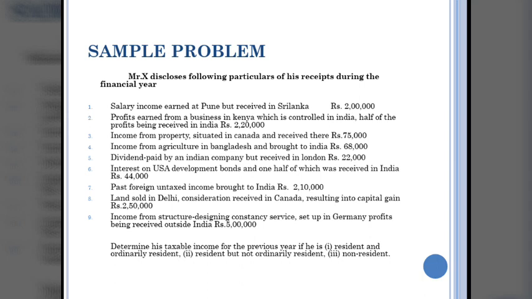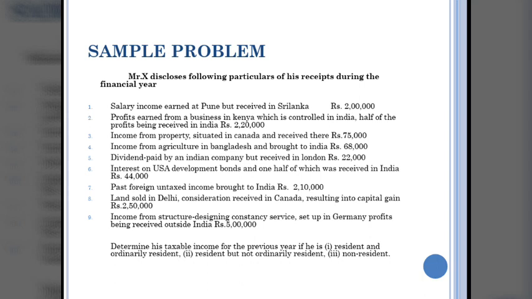Okay, the second one. Third one, income from property situated in Canada and received there. That you have a property in Canada and you have received that outside India, so it is a foreign income, so it is taxable only to the resident and not to the others. Then the fourth one, income from agriculture in Bangladesh and brought to India. Then it is also a foreign income, so it is taxable only to the resident and not to the others.